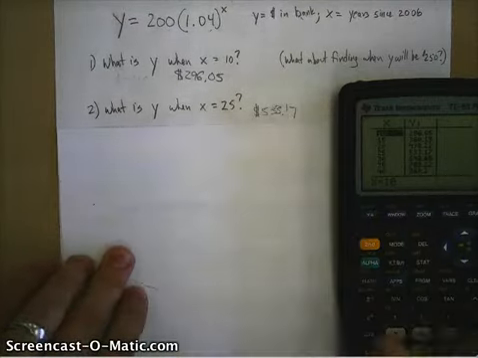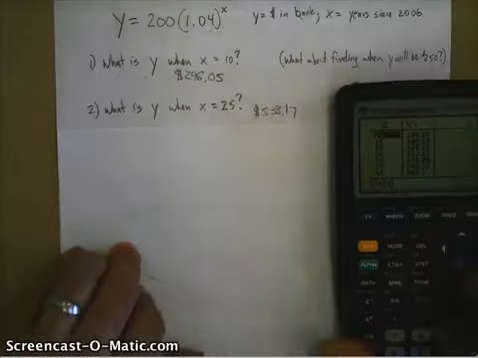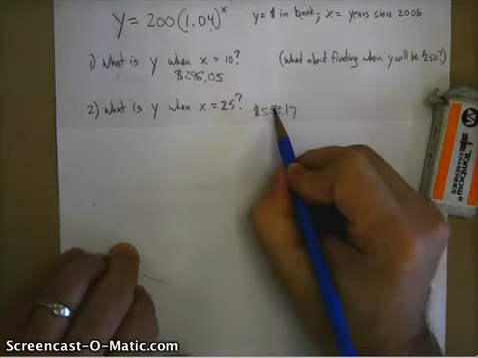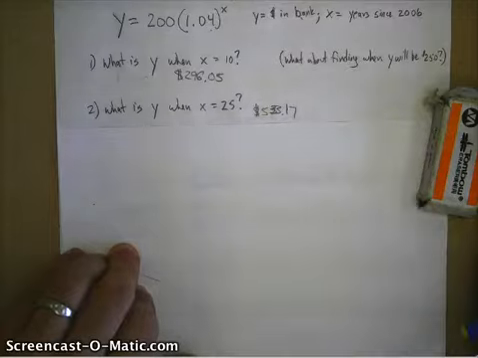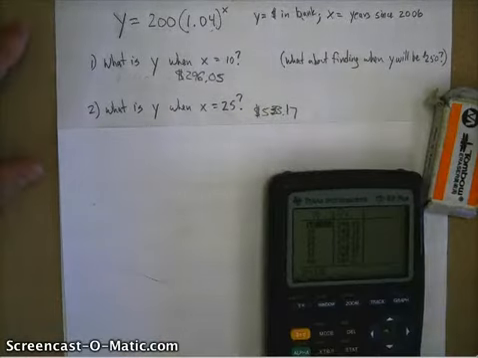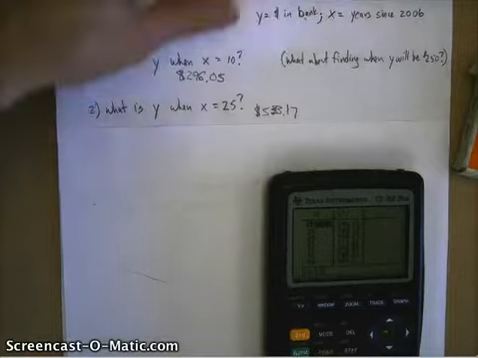$533.17. After 25 years without putting any more money, oops, very messy, but I will have $533.17 in that problem, in that account.